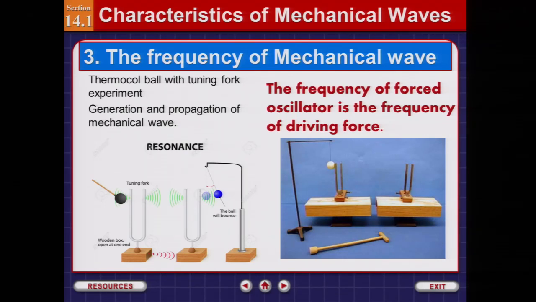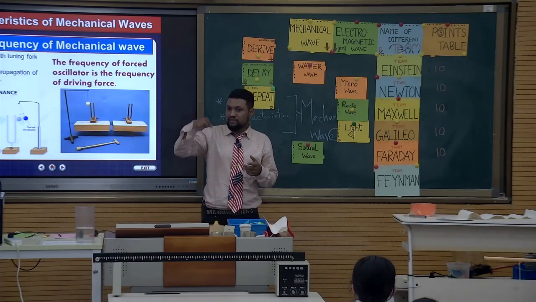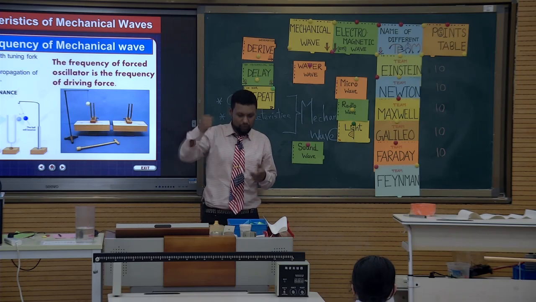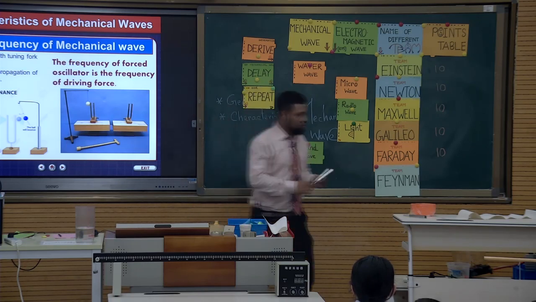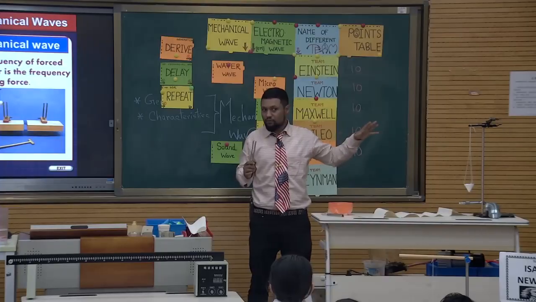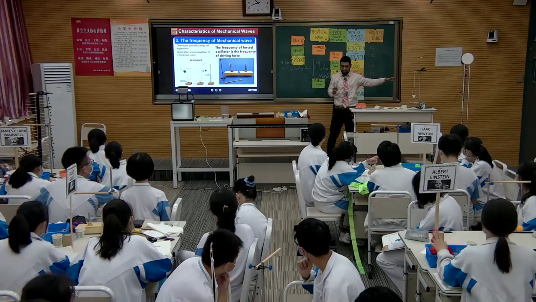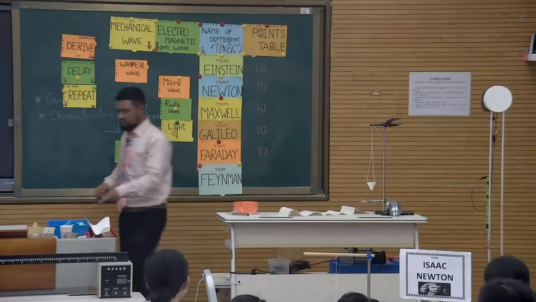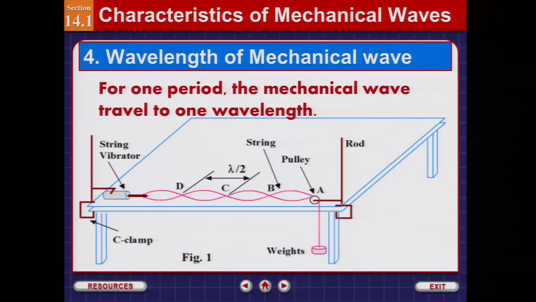The frequency of a forced oscillator is the same as your driving force, how much force you are giving, like the frequency. Suppose this one has a fixed frequency, right? So whatever frequency we are using, it can transfer that type of frequency to its neighboring points for the mechanical wave. And also the fourth one, the wavelength of mechanical wave.